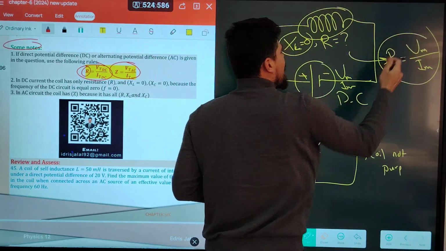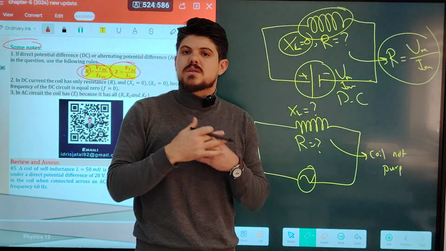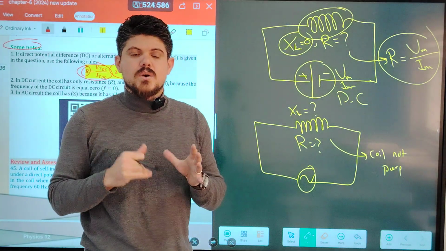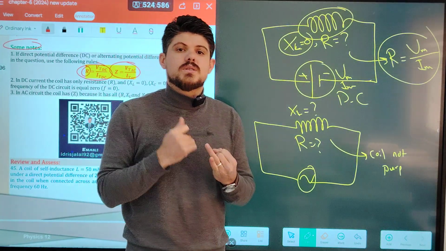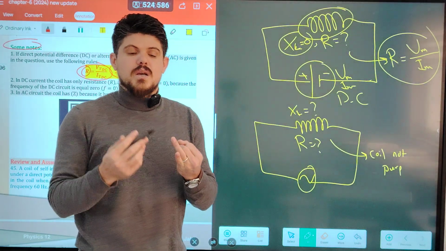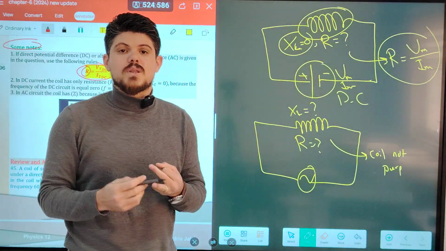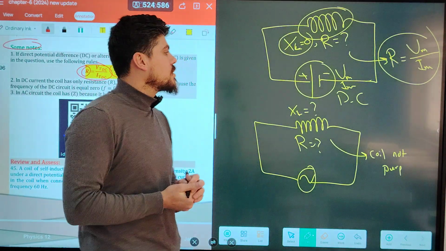In a DC source, we only have maximum values. We don't have effective, we don't have instantaneous, okay? In a DC source, we have only maximum potential difference and maximum current. But in an AC source, we have effective current, effective value of potential difference, maximum values for both of them, and instantaneous values for both of them, okay?